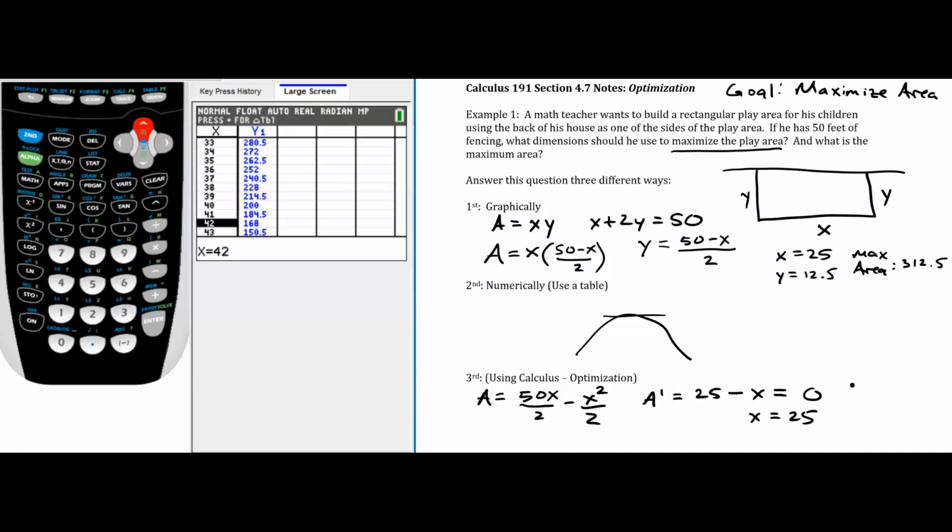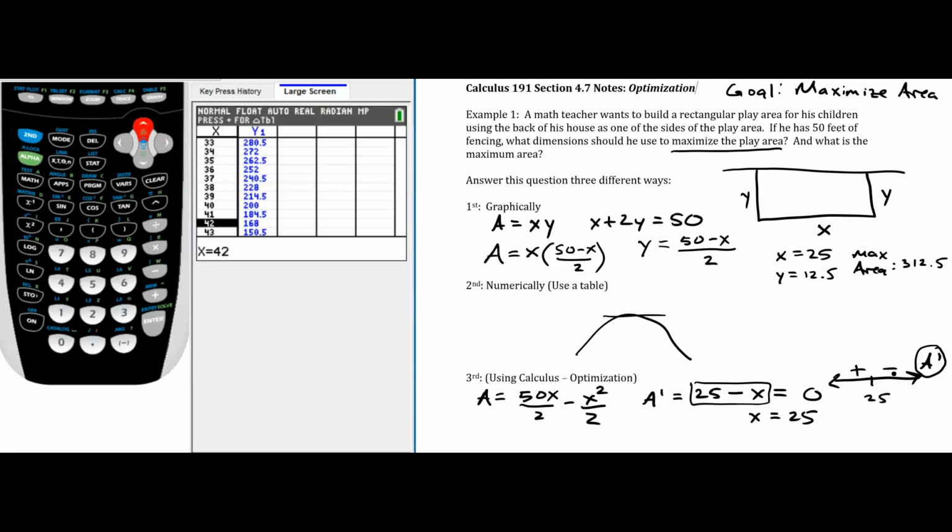Now, earlier in the chapter, what we would have done is we would have also said, okay, let's confirm that x equals 25 is in fact a relative maximum. And so we would have tested representative values from the derivative number line into the first derivative. And so if I took a representative value less than 25, you could see it would be positive, and then greater than 25, it would be negative, confirming that x equals 25 is a relative max.